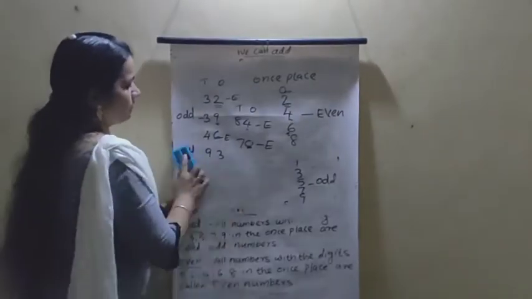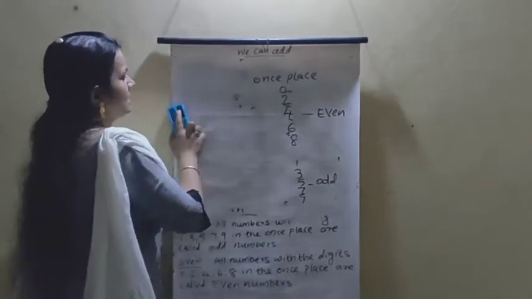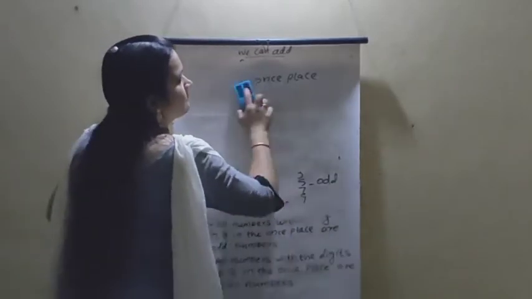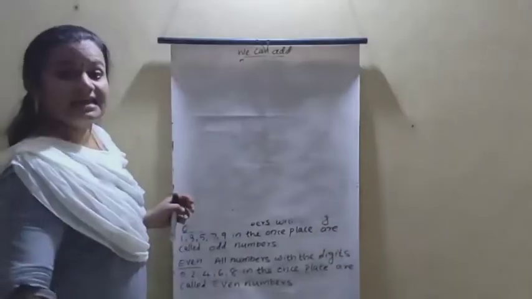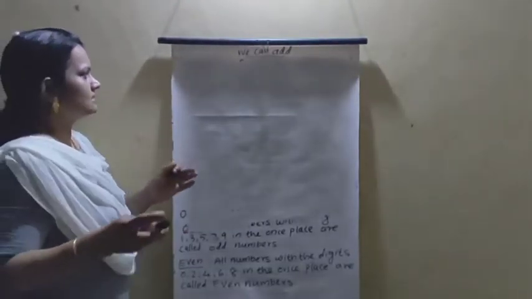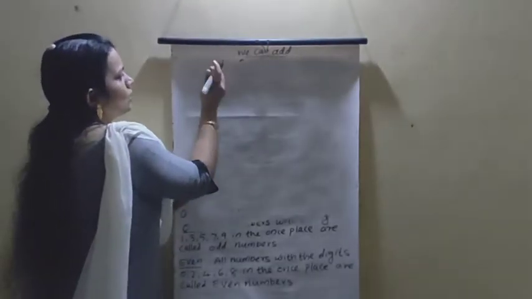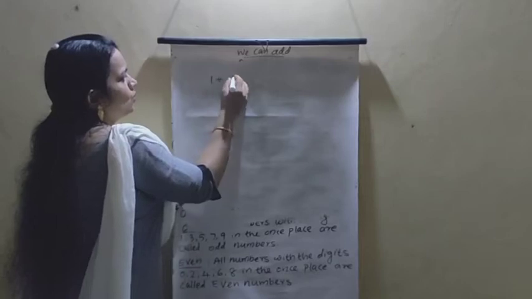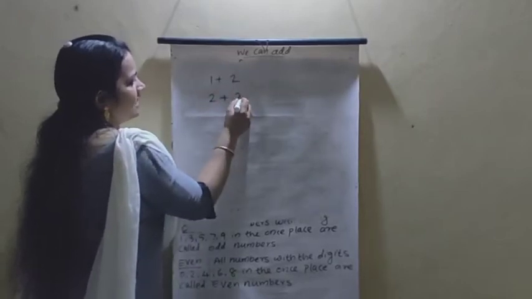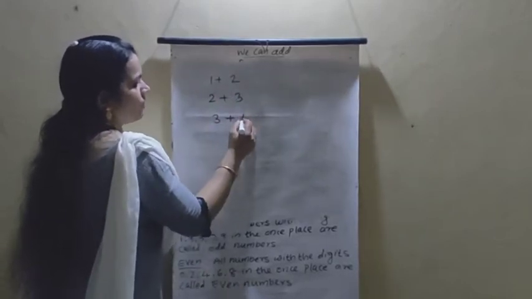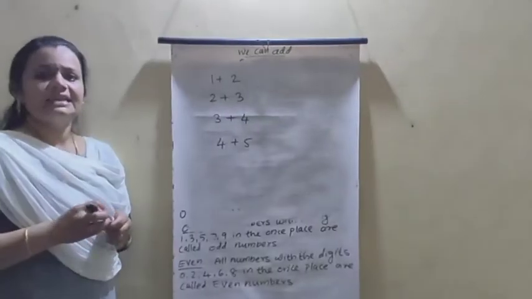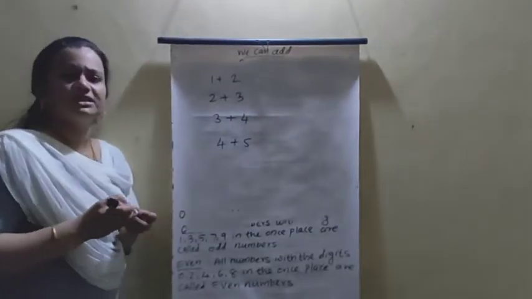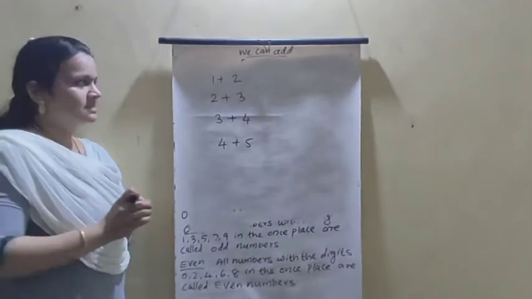Next we have to find out the sum of two consecutive numbers. What are consecutive numbers? Nearest numbers. Some examples I am writing here: 1 plus 2, 2 plus 3, 3 plus 4, 4 plus 5. These are the consecutive numbers, the nearest numbers. What about the sum of these two consecutive numbers?